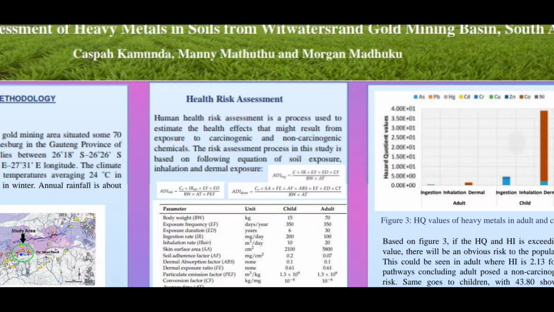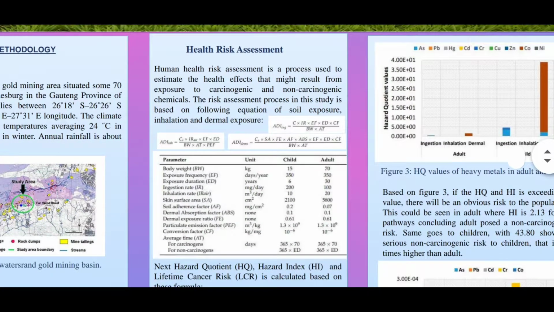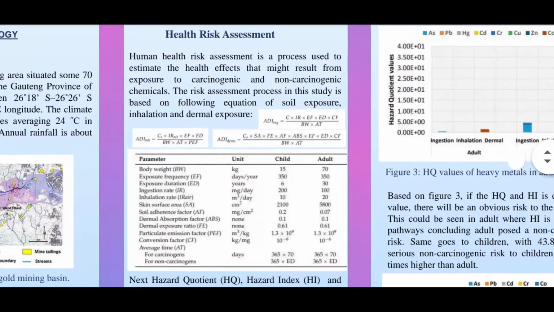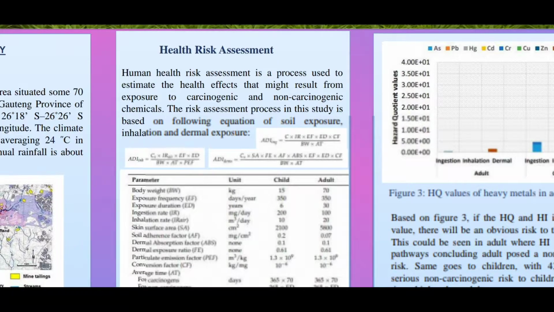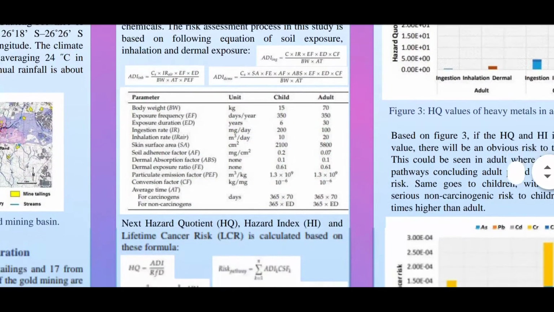So for the health risk assessment, as I said just now, we have two parts. The first one is carcinogenic and the second one is non-carcinogenic. But before calculating the indicator, we need to first calculate the ADI or average daily intake of heavy metal. This ADI has three equations which represent soil exposure, inhalation, and dermal exposure. And using these parameters as shown in the table below, we can calculate the ADI.